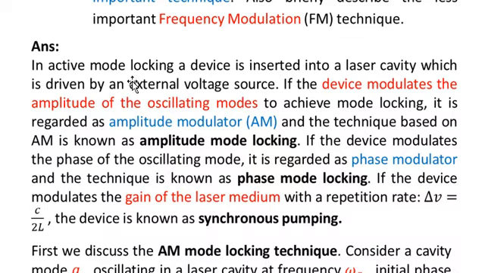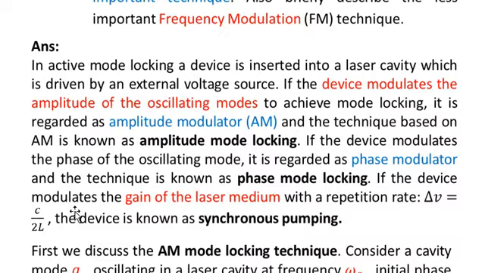The answer is, in active mode locking, a device is inserted into a laser cavity which is driven by an external voltage source. If the device modulates the amplitude of the oscillating modes to achieve mode locking, it is regarded as an amplitude modulator, briefly AM, and the technique based on AM is known as amplitude mode locking. If the device modulates the phase of the oscillating mode, it is regarded as the phase modulator, and the technique is known as phase mode locking.